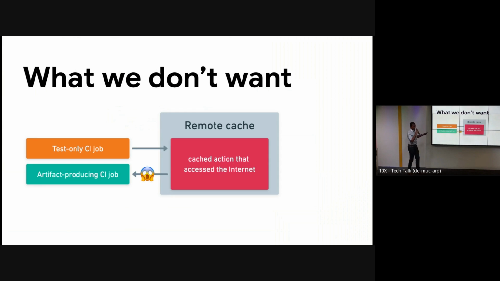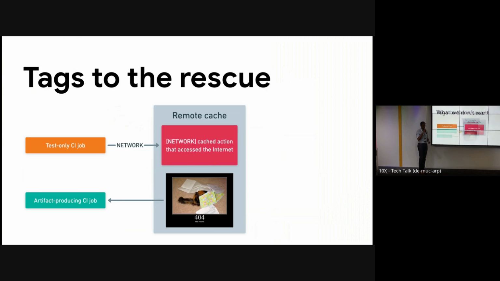So to make that more concrete, the orange CI job here should have access and should be allowed to read this cached remote cache entry that accesses the internet. But the green job shouldn't, because it ends up producing some binaries that we end up deploying to production, right? Unfortunately, a naive remote cache would permit both of these things to access this cache entry. So here's where tags end up coming into play.